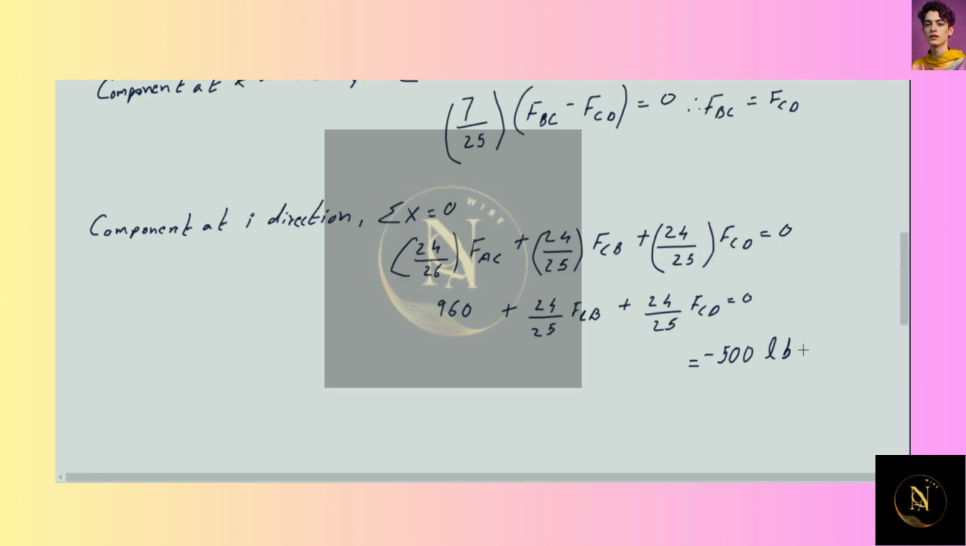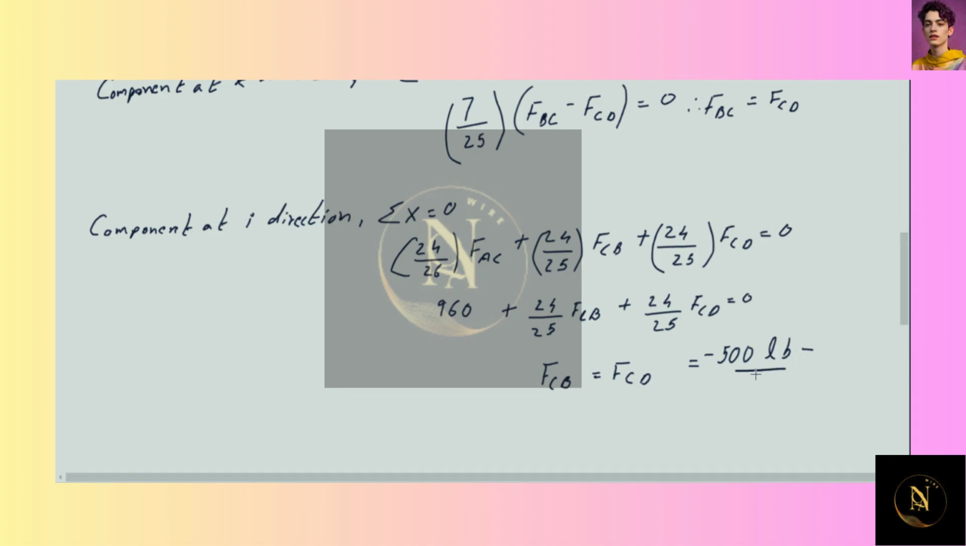So we know FBC equal to FCD, so that is equal. The right hand side, 960 into 25 by 24, is 1000. So 2 FCB equal to 1000, then FCB equal to 1000 by 2, that is 500. FCB equal to FCD equal to minus 500 lb.